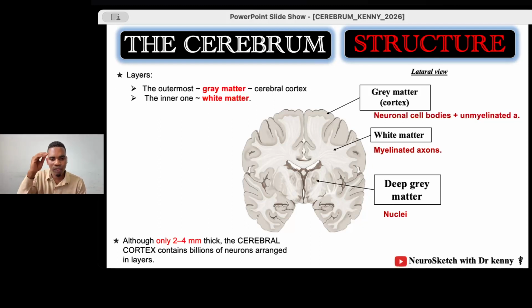And mind you, both the brain and the spinal cord have white and gray matter, but the difference is that in the spinal cord, the white matter is outside and the gray matter is inside. But in the brain, the gray matter is outside and the white matter is inside. So we have this little difference between the brain and spinal cord. I've told you all the cerebral functions are done by the gray matter, which is the cerebral cortex, and also helped by the deep gray matter called the nuclei. The gray matter is usually only 2 to 4 millimeters thick, but it has a number of layers, like 6 different layers.